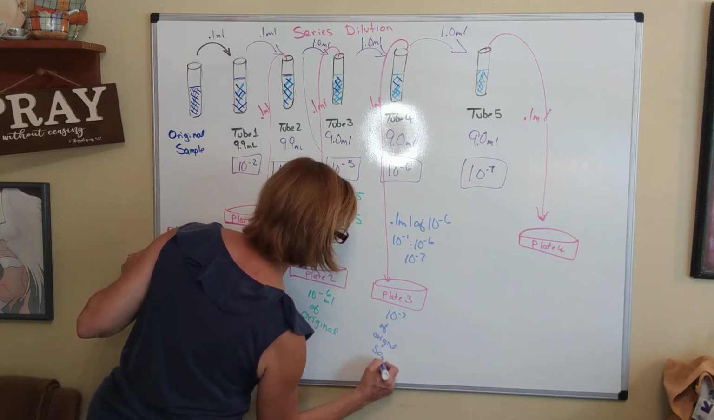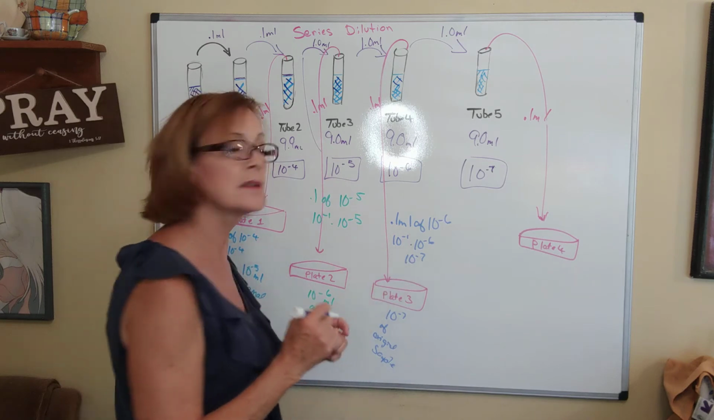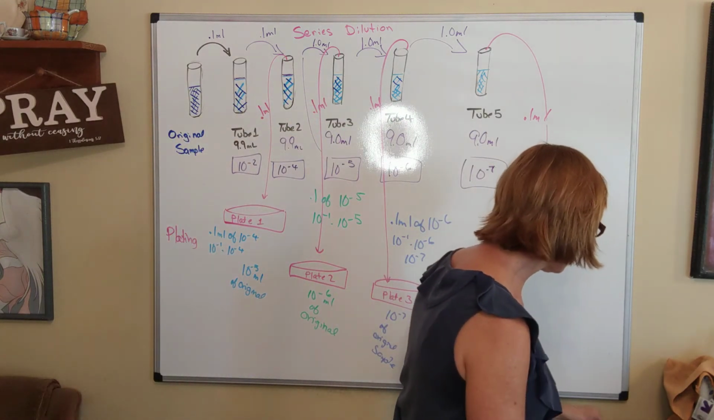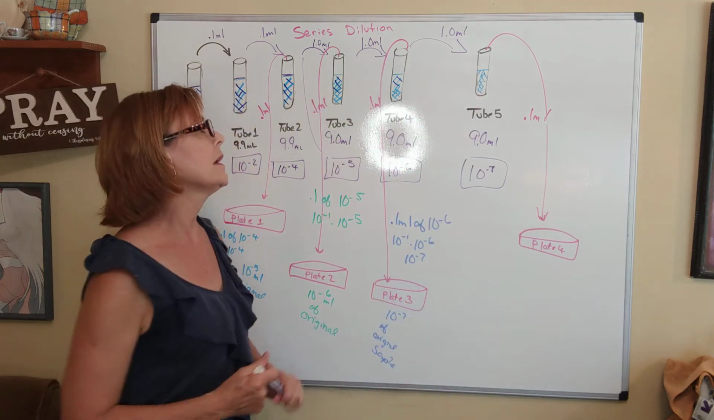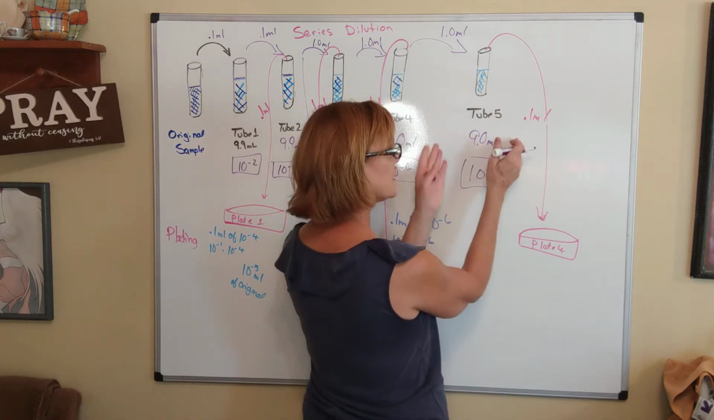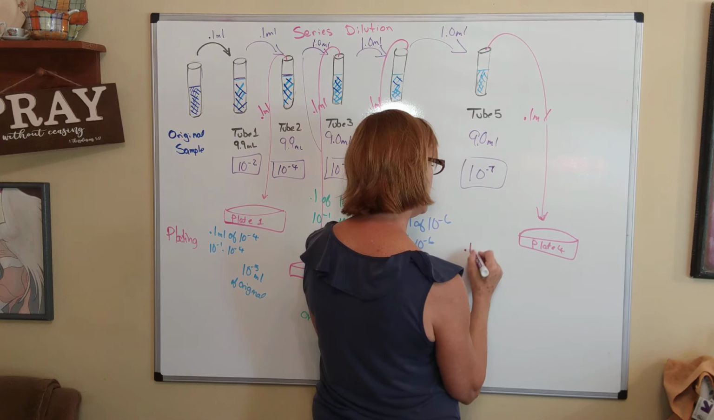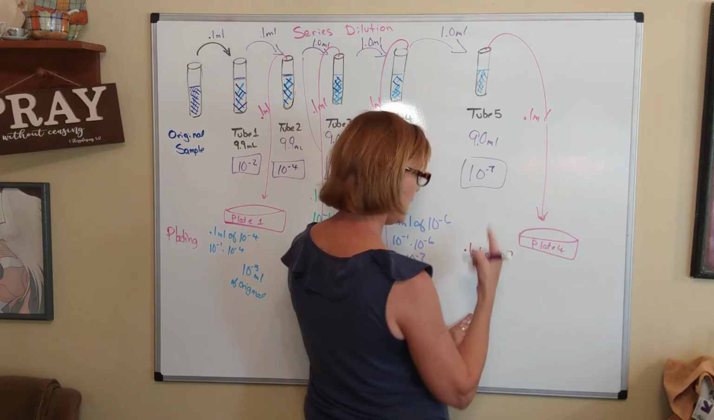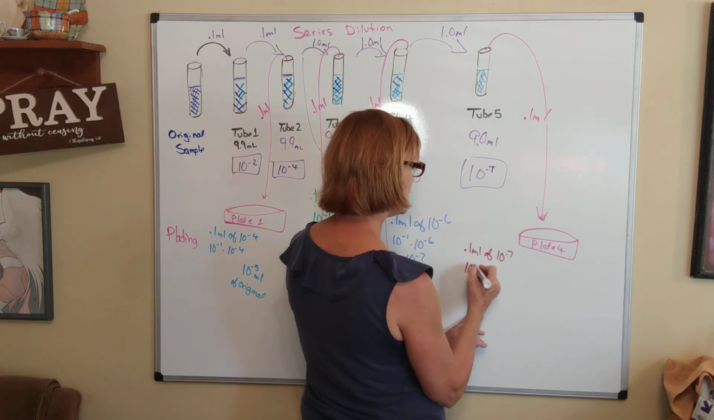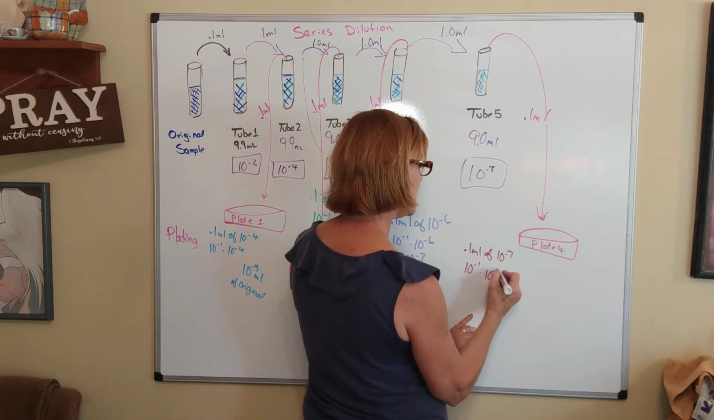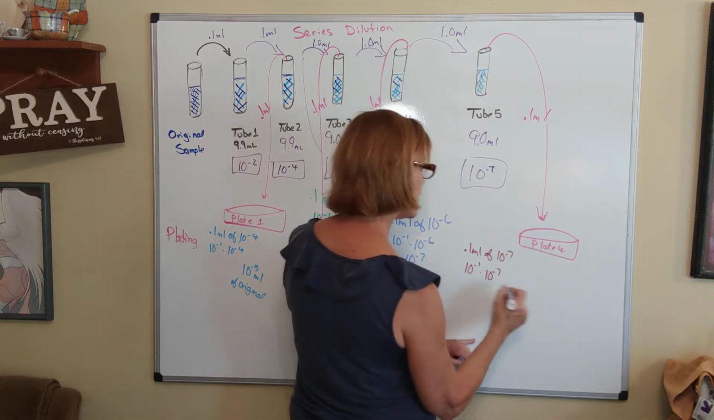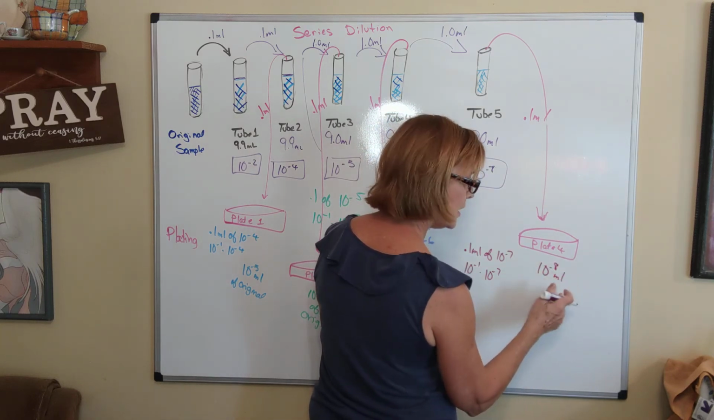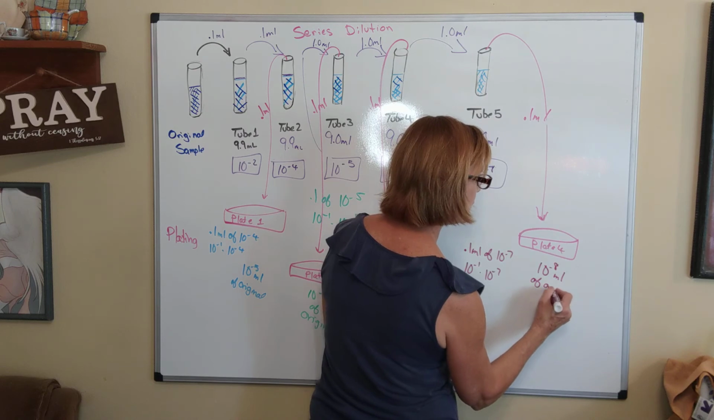Okay, last one, it is still the same process. I know you're bored by now, but this is how it goes. We're going to take 0.1 milliliter of what from test tube 5? So 0.1 milliliter of 10 to the negative 7. Of means multiply. This is 10 to the negative 1 times 10 to the negative 7. You add your exponents. This gives us a 10 to the negative 8 milliliters of the original.